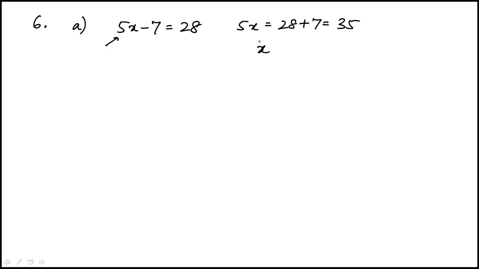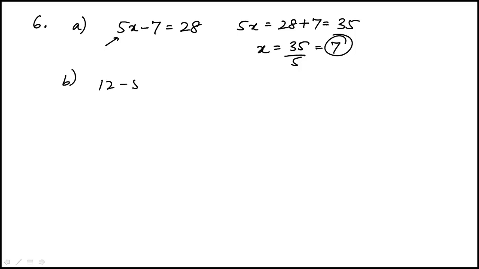So here we're given a list of equations and we're asked to solve for x. The first one is 5x minus 7 is 28. I'm going to isolate the terms with x, add 7 to both sides, and that becomes 35. So 5x is 35. To isolate x, I divide both sides by 5, and x is 7.